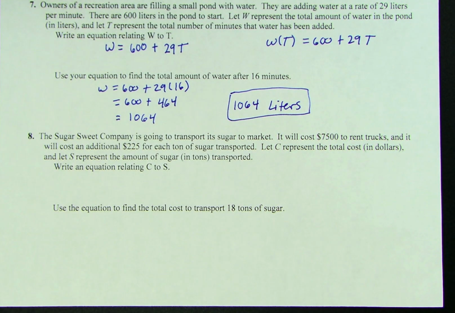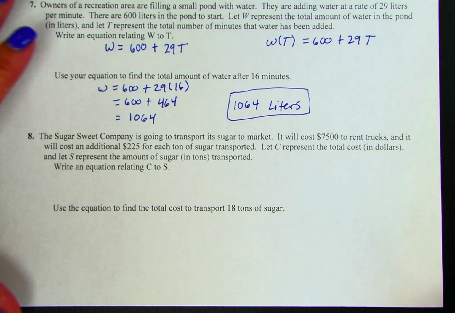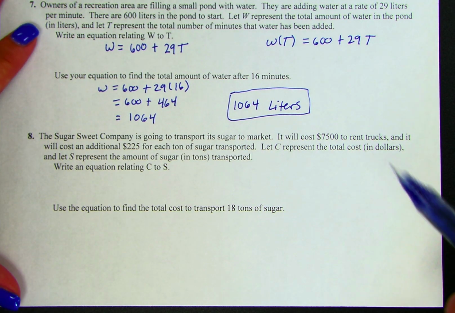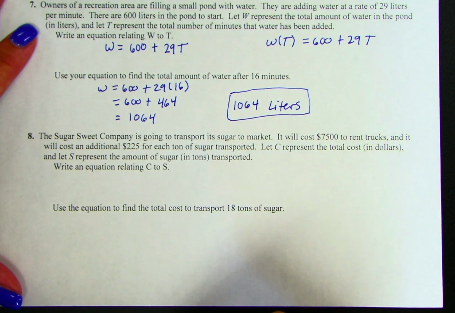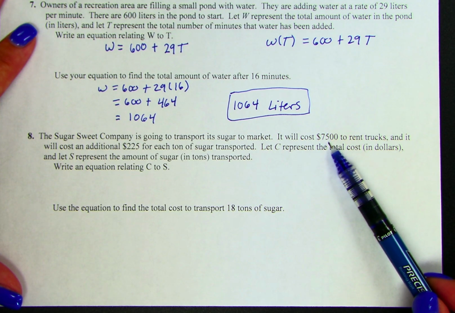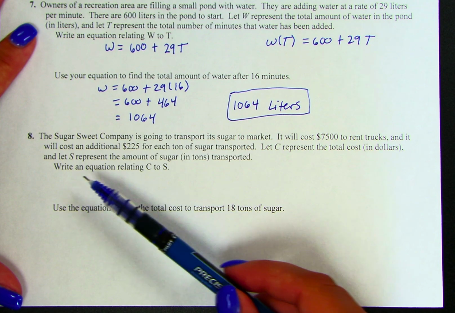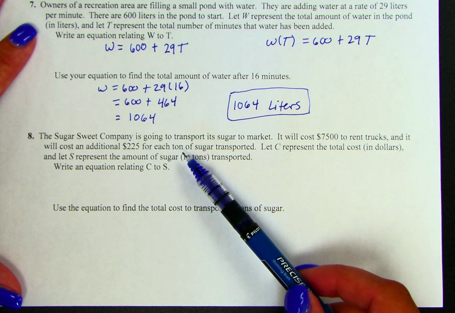All right, so again, go ahead and pause your video, read through number 8, and then answer the 2 questions. All right, so as we read through this, we're talking about the Sugar Sweet Company transporting its sugar to market. So the cost for them to do that is going to have a one-time fee of that $7,500. And then in addition to that, we have to add 225 for each ton of sugar.